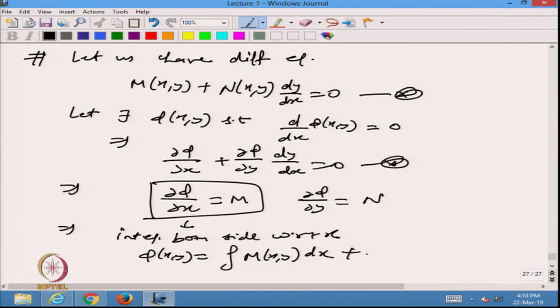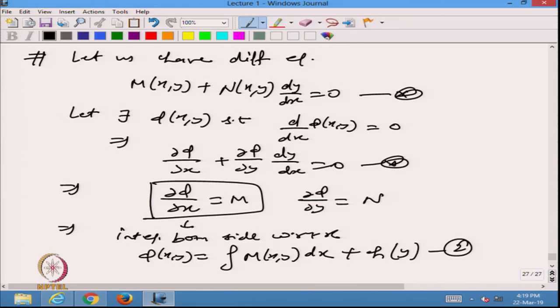In this case we have the partial derivative, so the constant of integration will be a function of y, because if I take the partial derivative with respect to x on both sides, then this will be 0. So I can write that this is my equation number 2. I have the solution of this one.